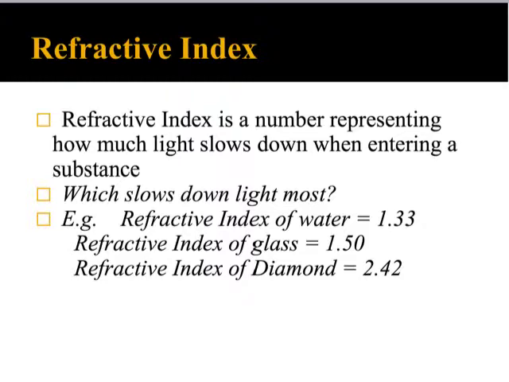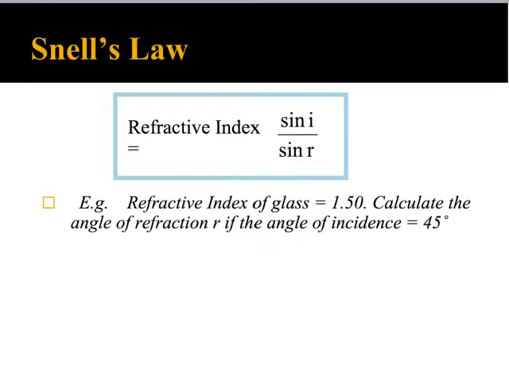The angle of incidence and the angle of refraction allow us to work out something called the refractive index, which represents how much light slows down when entering a substance. So here you can see something like water, 1.33, a denser substance like glass, 1.5, and then a much more dense substance like diamond, 2.42, which is why you get that sparkly effect on diamonds. Ooh. And this is how they're linked.